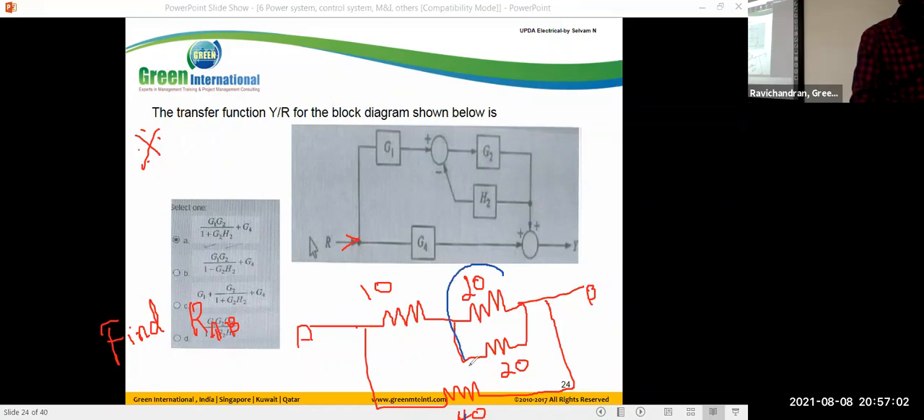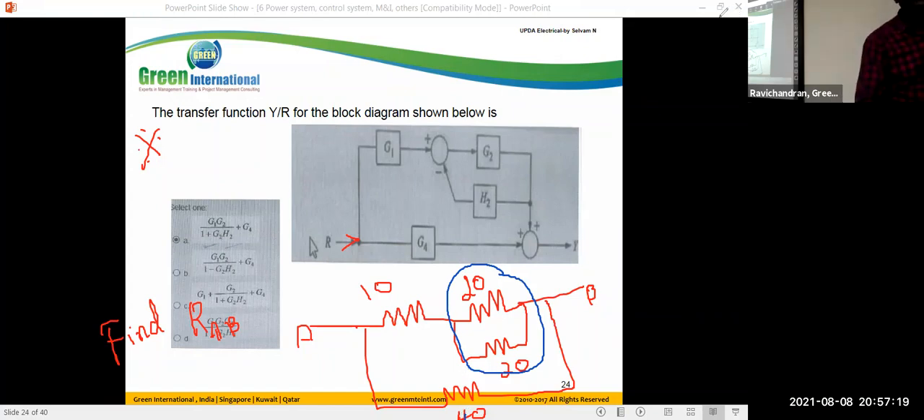We need to solve these two things. First we solve these terms, then this resistance is connected in series with the 10 ohm, then this combination is connected parallel with this 40 ohm. Like this, we solve this problem.